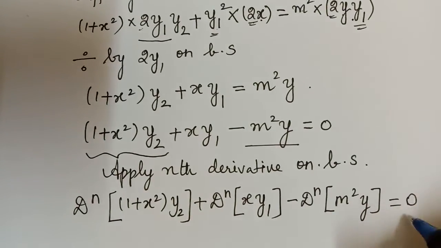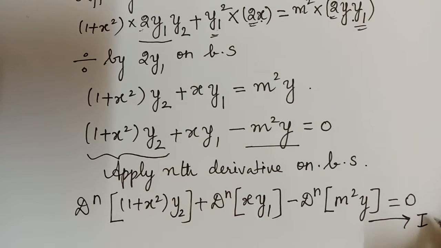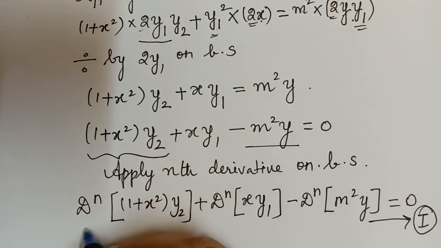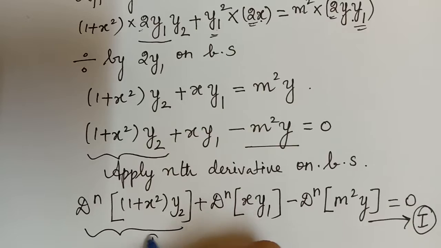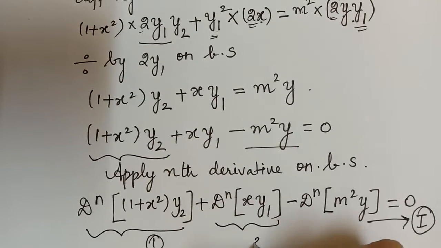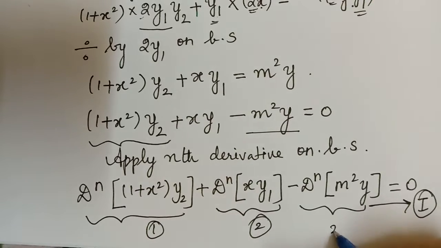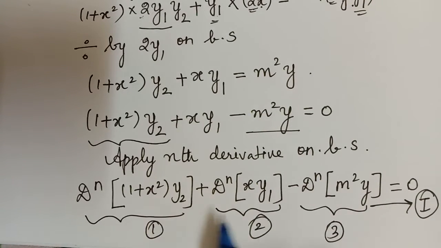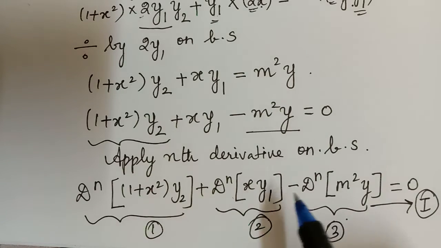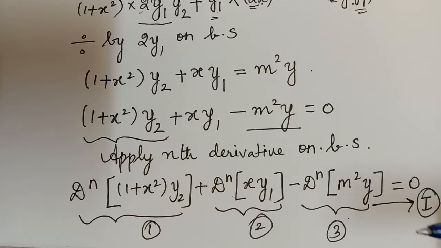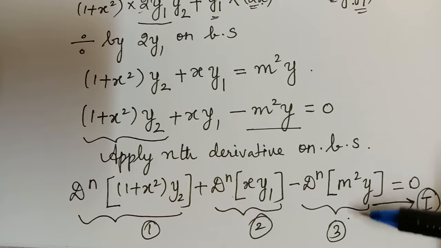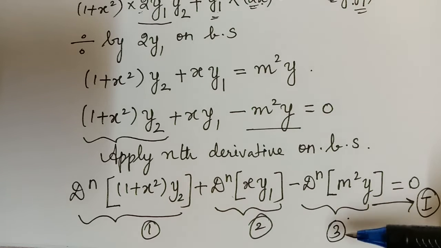Let us mark this as Roman numeral 1, and we will treat this term as 1, this as term 2, and this as term 3. We will find the nth derivative of each term separately, then substitute in this equation and simplify it. So let us see how to do that now.